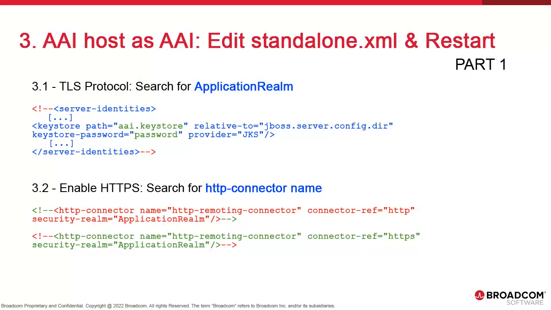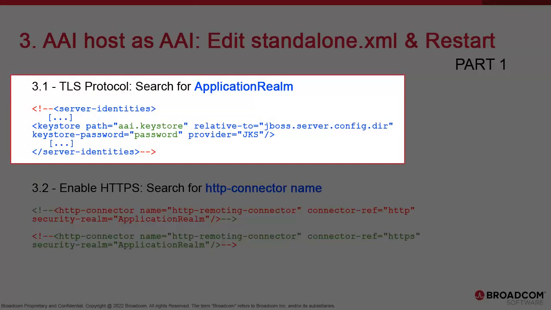Next, we edit standalone.xml as user AAI. This is part 1 of 2. We vim the file. 3 blocks need to be updated. A reference to the key store and password is needed. Search for application realm. Uncomment the server-identities opening and closing tags, and set the keystore path tag to the name of the key store you created.